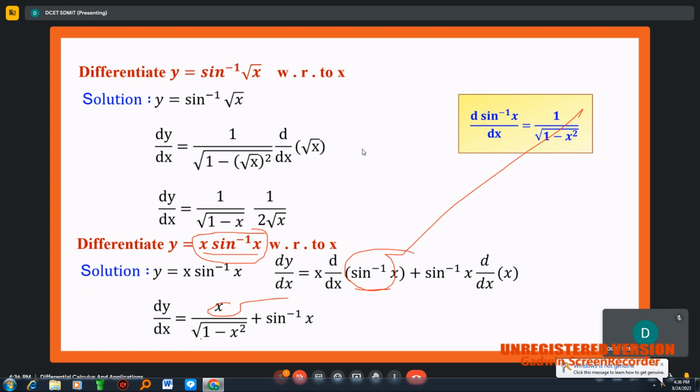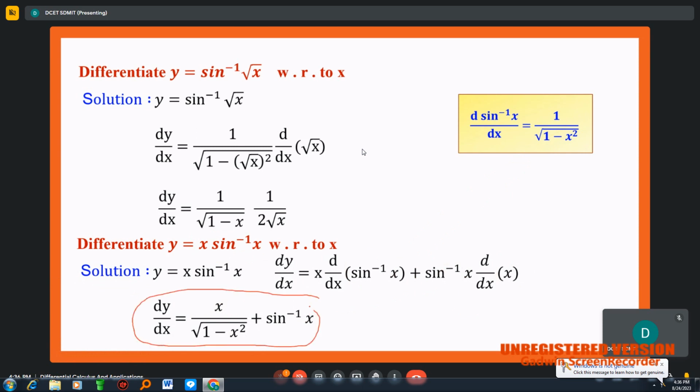That is x by square root of 1 minus x square plus sine inverse of x is constant. What is the differentiation of x? Differentiation of x is 1. Therefore, dy by dx is equal to how much are you getting here? X divided by square root of 1 minus x square plus sine inverse x is the differentiation of y is equal to x sine inverse x. Okay, clear this one?